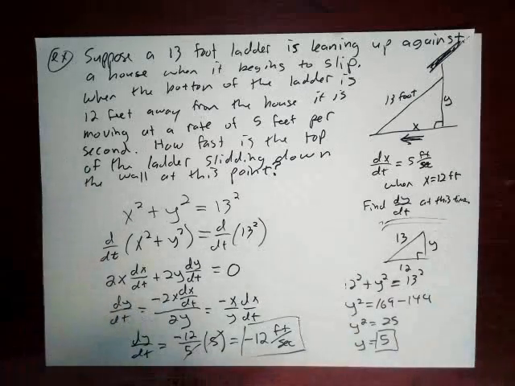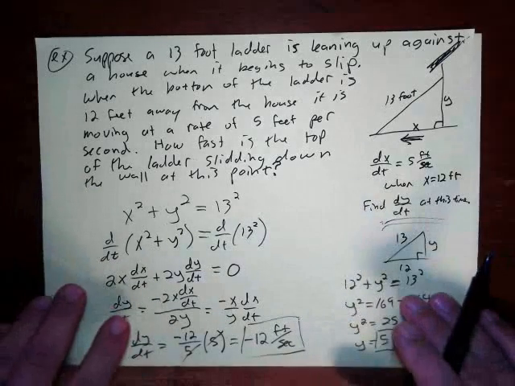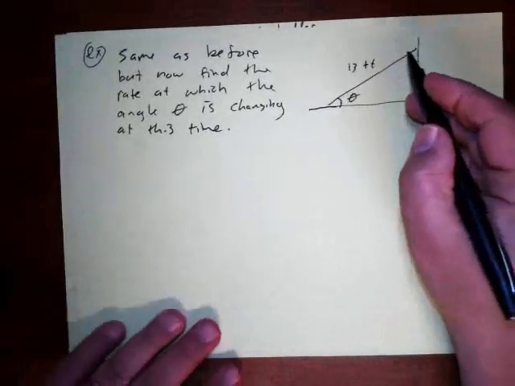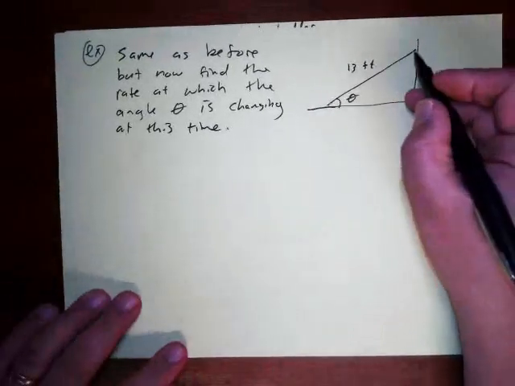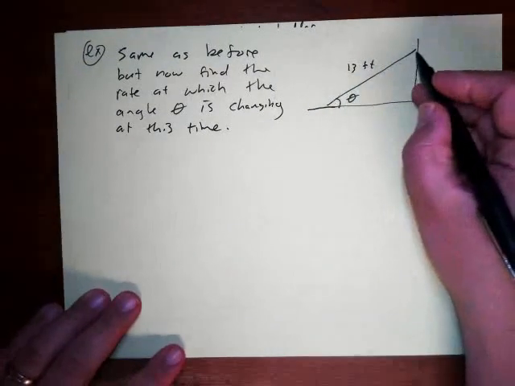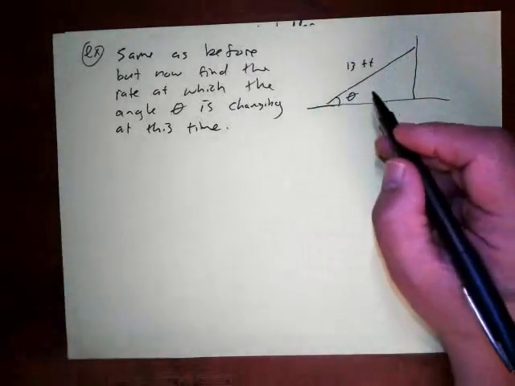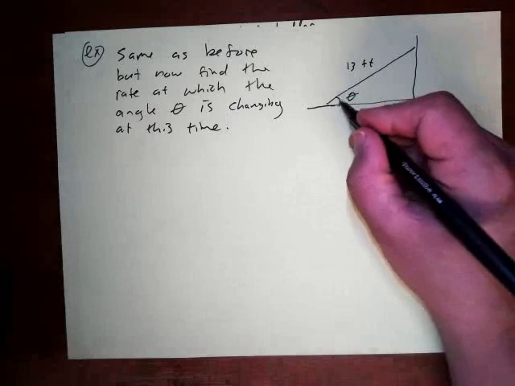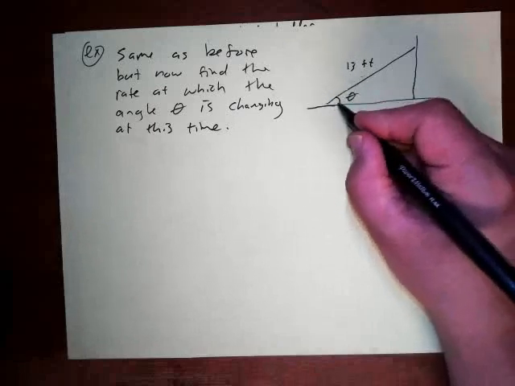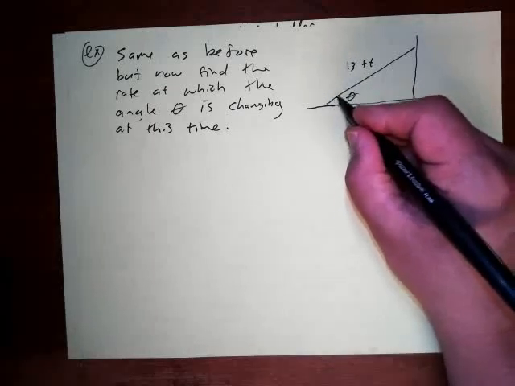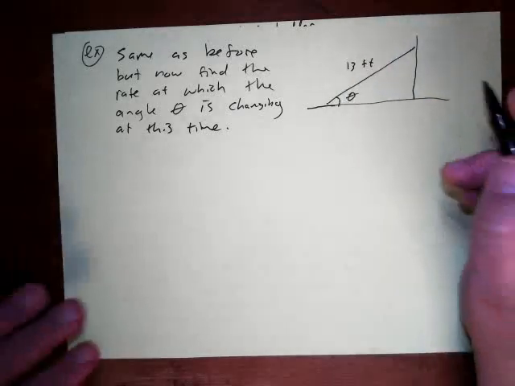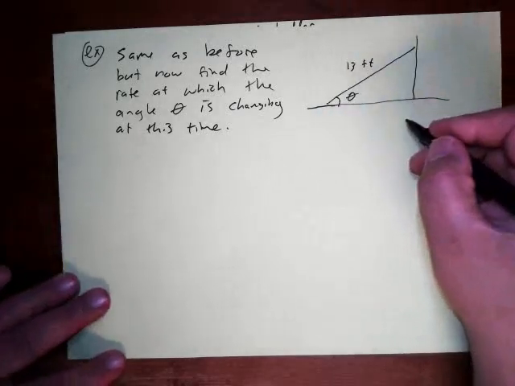And then the follow-up to this problem that you will often see is something like this. So in this case, it's the exact same situation, a 13-foot ladder sliding away from the house. But what I want to find now is the rate of change at which the angle that the ladder makes with the ground is changing. What's the rate of change of that with respect to time at the same time when this is 12 feet?